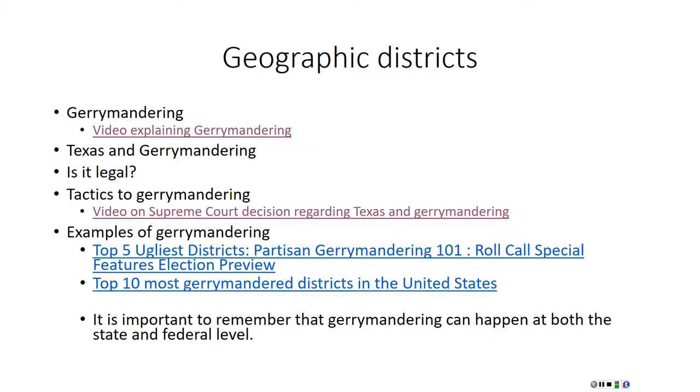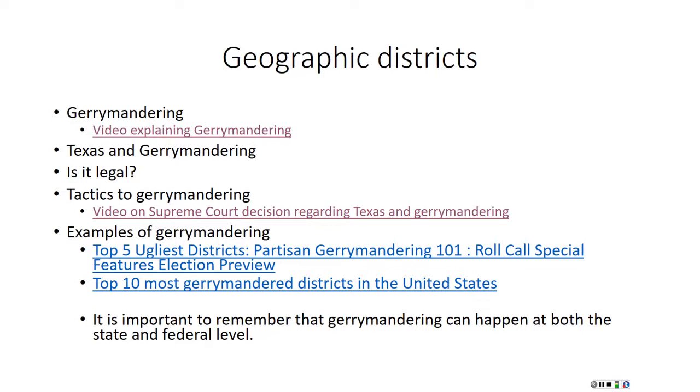I have included a couple of links here. You can go look. I wanted you to understand what gerrymandering was. But these are the top 5 ugliest districts, partisan gerrymandering, top 10 most gerrymandered districts in the United States. These districts are from the U.S. House of Representatives. You can look and see how these maps don't make any sense.